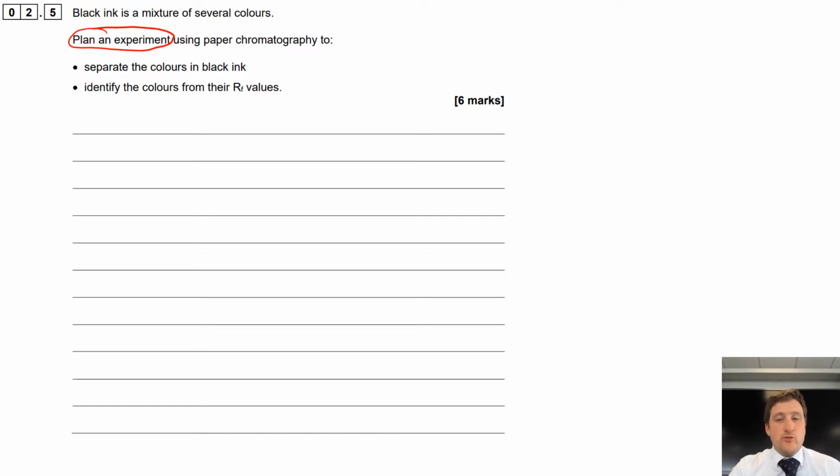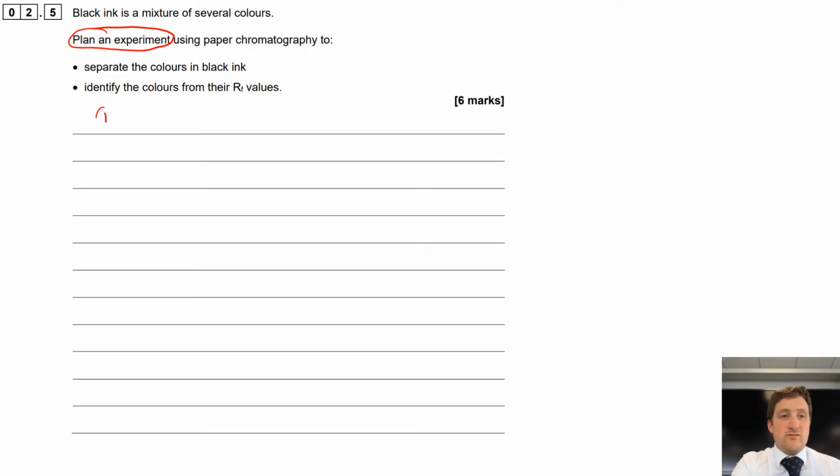Okay, now there's 2 bullet points. The bullet points are essential, and you need to keep going back to those. Separate the colors in black ink. That's our first step. We're going to plan an experiment to separate the colors in black ink and then identify the colors from their RF values.